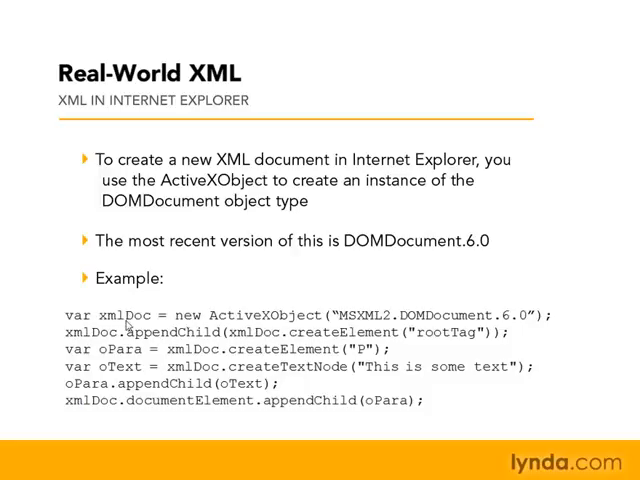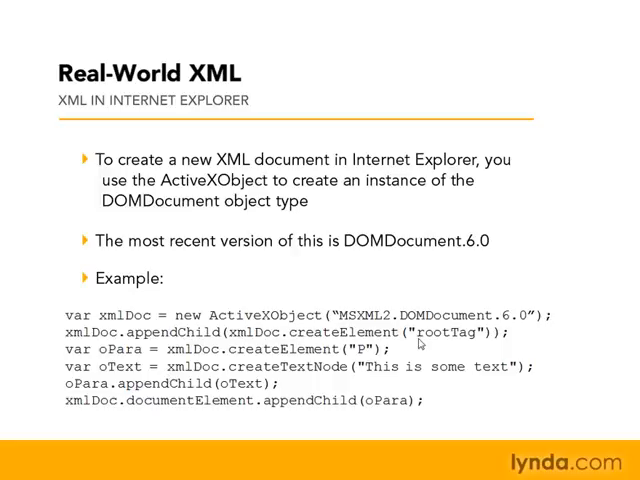So I have a variable named xmlDoc, and instead of calling the document's implementation createDocument function like I do in Firefox, what I do here is create a new ActiveX object, and I pass in the string msxml2.domdocument.60. This will create an XML document the same as it does in Firefox. And in this example, you can see I'm doing pretty much the same kind of thing with creating document content using the DOM methods. From this point on, it's pretty much the same as it is in Firefox.